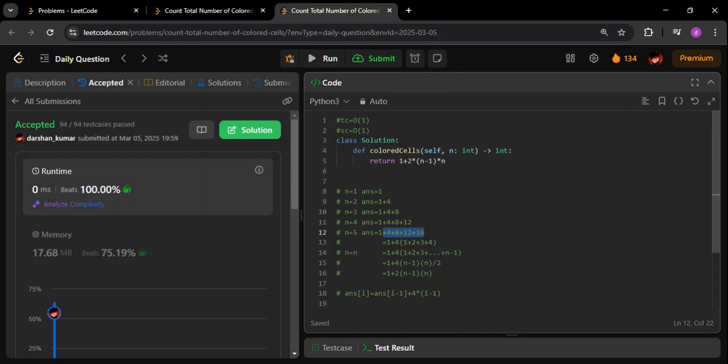So if I take 4 as common, it will be written like this: 1 plus 4 into (1 plus 2 plus 3 plus 4). See here, when we are at n equal to 5, it is coming till 4. Okay, till 4 it is coming, right?